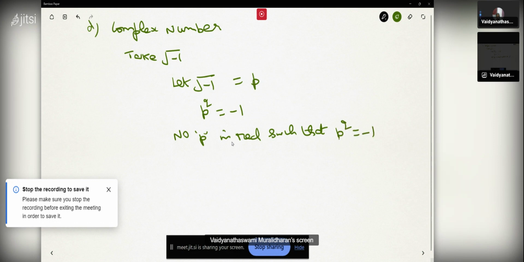We cannot tell any real number the square of which is a negative number actually, because if p is positive, positive into positive is positive, if p is negative, negative into negative is positive. So no value of p can have square root of minus 1 actually in the real set. So we go to complex set, complex number. Square root of minus 1 is expressed by either i or j.